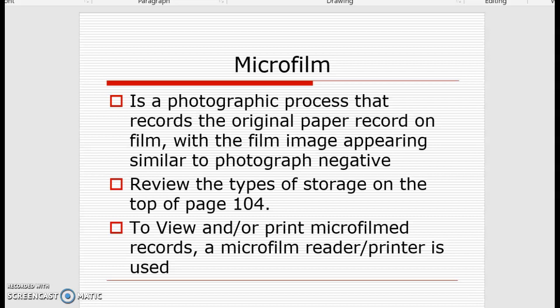Microfilm, what is this? It's a photographic process. It records the original paper record on film, with the film image appearing similar to a photograph negative. Once you have all these negatives, you have to have a microfilm reader to read them. There are different types of storage on page 104. I would say that microfilming probably isn't overly popular anymore. It can be expensive.